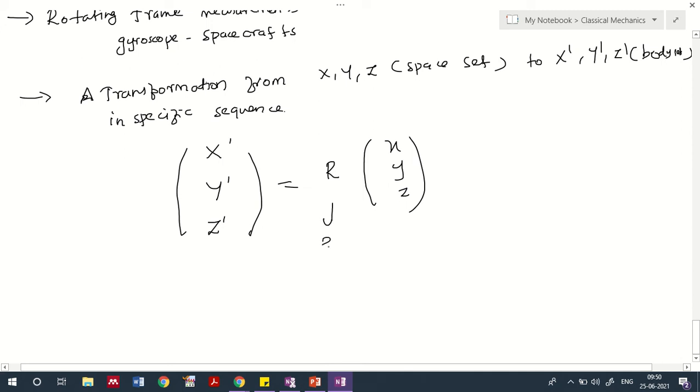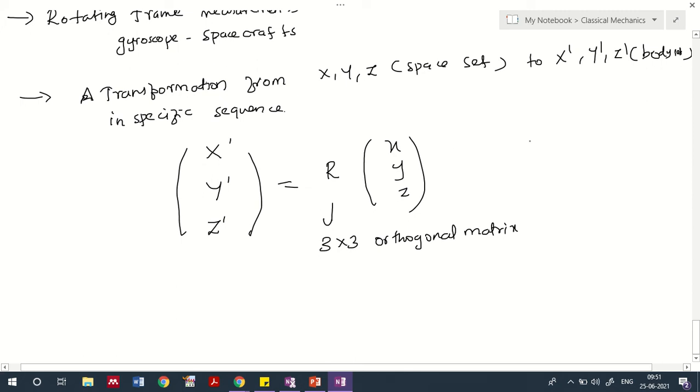And this R is a 3 by 3 orthogonal matrix. You already know what an orthogonal matrix is: if you take A times A transpose, you'll get a unitary matrix. And similarly, if you take A times A inverse also, you'll get a unitary matrix in the orthogonal case.